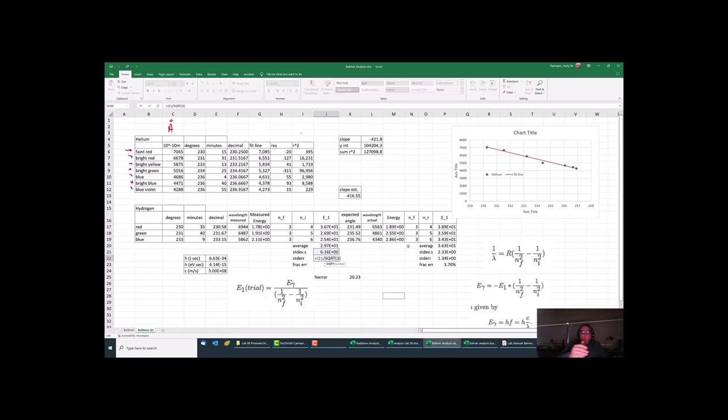All right. And then we have the fractional error. It's just the standard error divided by the average. I didn't multiply it by 100 because I just told Excel to format this as a percent. See up here. And I did the same thing over here on the right.